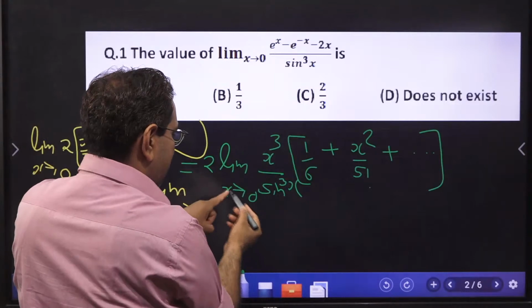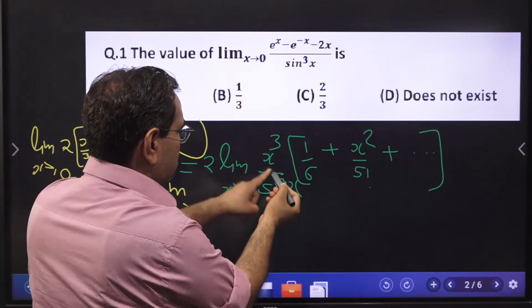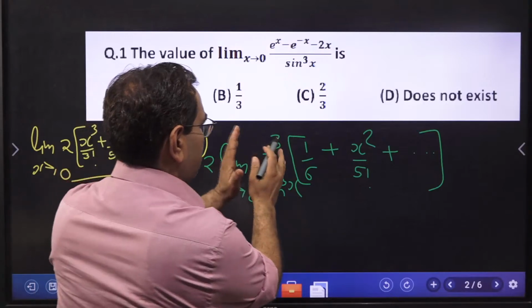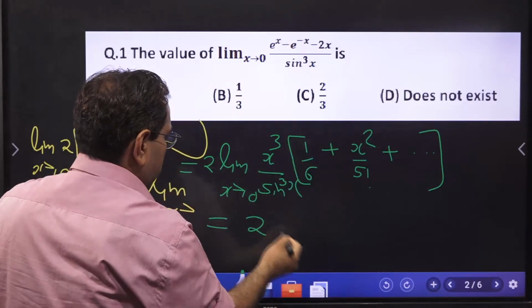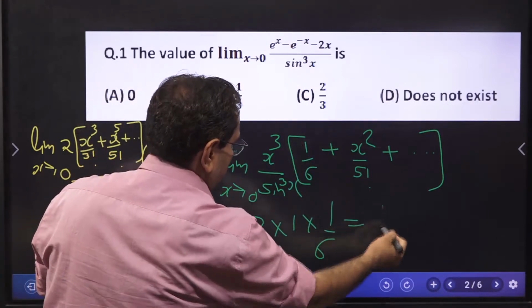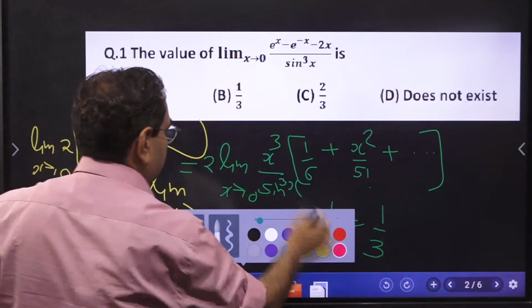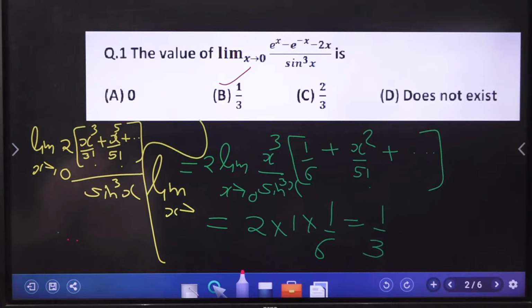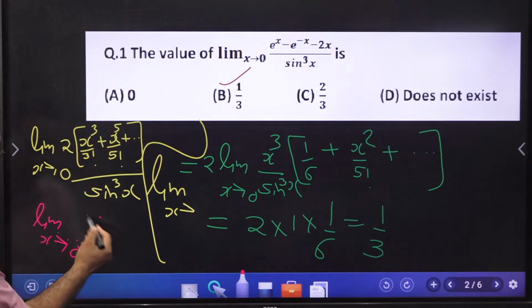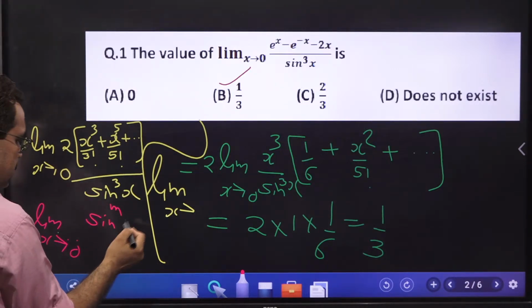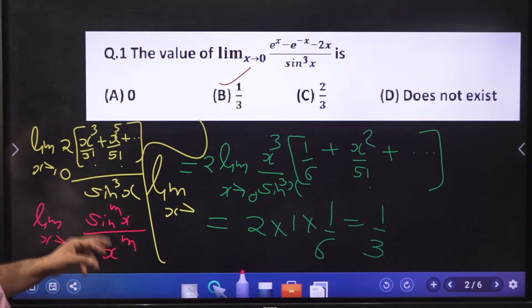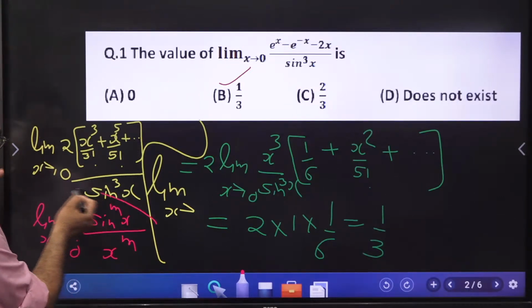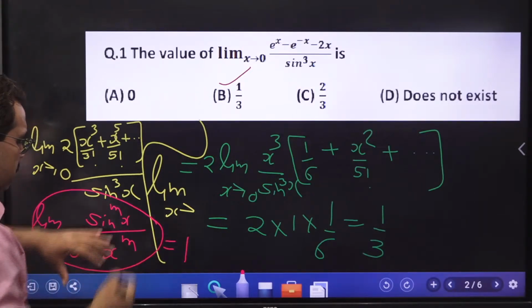This limit x tends to 0 x cube upon sine cube x becomes 1. Okay, this becomes 1 and putting x equal to 0 in the remaining terms, only this is left. So what is left? 2 into 1 into 1/6, so 1/3. So B is the right answer here. And one important point you can remember: that limit x tends to 0 sine to the power mx upon x to the power m, for any positive integer m or negative integer m, this quantity is always equal to 1 because this is 1 to the power m, which is 1.